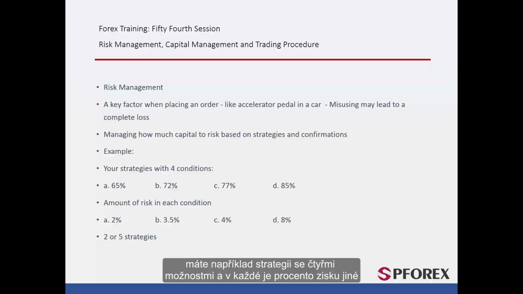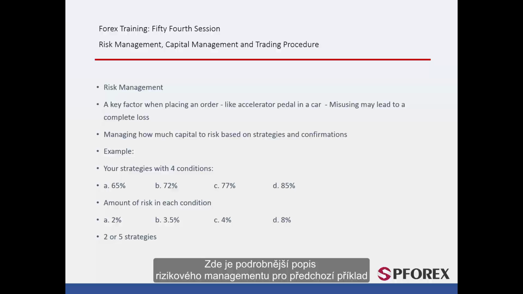For instance, you have a strategy with 4 possibilities, and in each one the percentage of your profit is different. In the first strategy, your profit is 65%. In the second one, with a better confirmation, it's 72%. And in the third one, with even better confirmations, it's 77%. And finally, in the fourth one, with many more confirmations, it's 85%. So, in one trade, based on the number of confirmations, the risk can also be calculated in that trade.